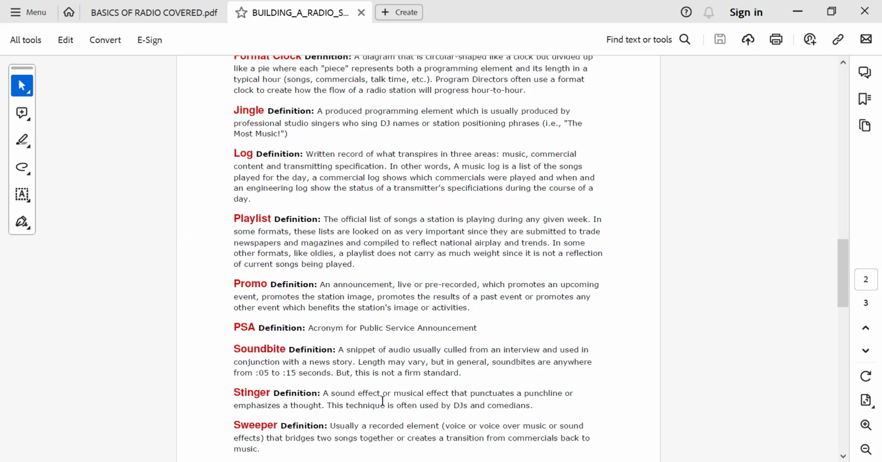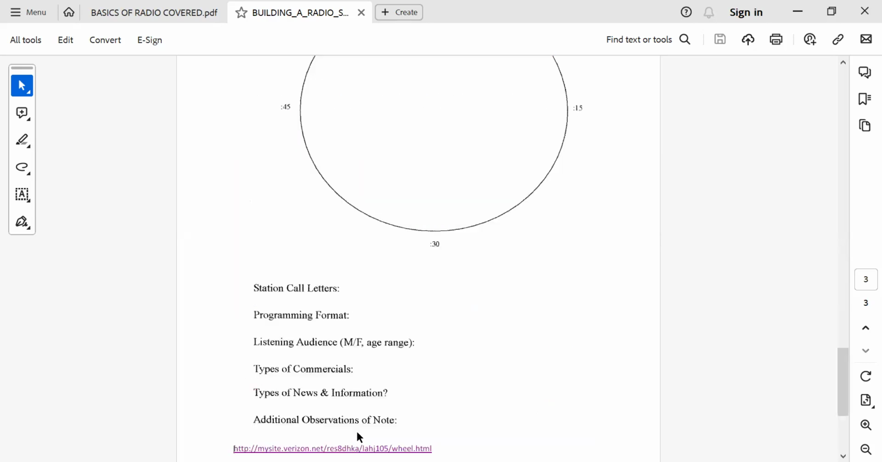What's a stinger? A sound effect or musical effect that punctuates a punchline or emphasizes a thought. This technique is often used by DJs and comedians, the little sound effects that we put in there. And then sweeper, right? With music, ID, jingle, whatever it is, to another song, whatever it may be. It's the transition. We go from one packaged element to another on the show.